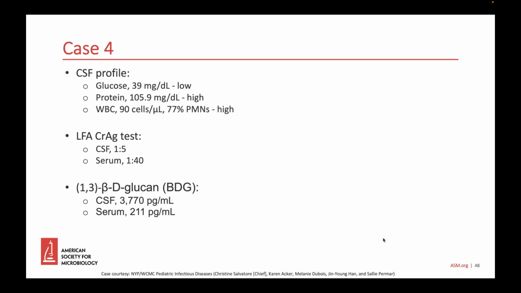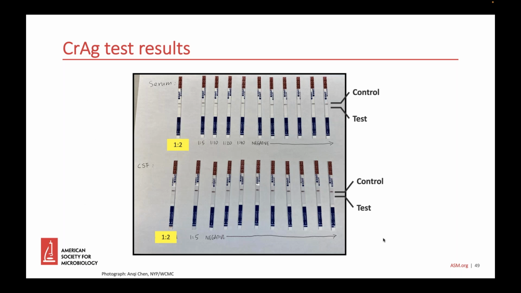Interestingly, the beta-D-glucan was very positive in the CSF, so greater than 3,500 picograms per mL in the CSF, and certainly elevated in the serum. I think the cutoff is greater than 80 picograms per mL for positivity. CSF gram stain, no organism seen. A few PMNs were observed, cultures no growth. So that's where we are. And this is a very recent case that both Rebecca and I were managing with infectious diseases over the holiday period. So here's our cryptococcal antigen test results.